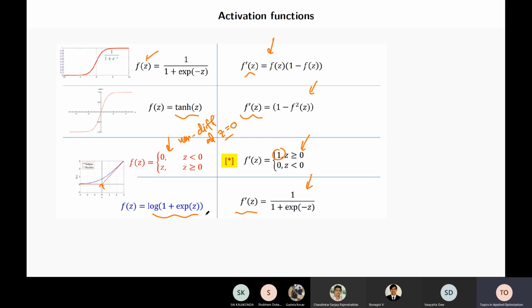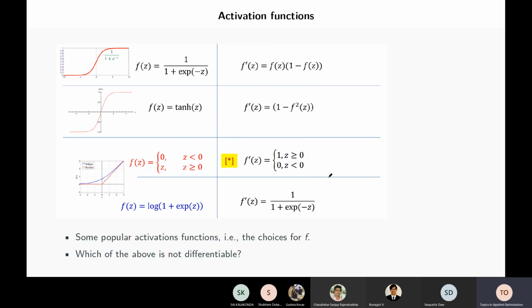And the reason why we need to know the derivative of the activation function is because we need to compute the gradient of the loss with respect to the intermediate values, and these are the ones that will appear in the chain rule. Okay.